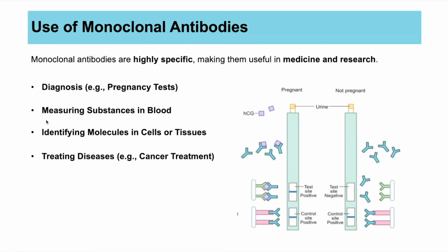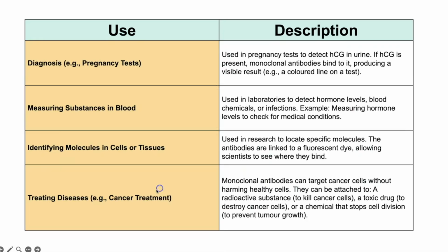You can also use them to measure substances in the blood. So sometimes it might be for drug testing. It could be to identify molecules in cells or tissues, and sometimes it can be used to treat diseases as well, because you could make these monoclonal antibodies complementary in shape to cancer antigens on the outside of cancer cells, and that would then mean that the antibodies are only attaching to the cancer cells, and you can then attach a drug to the antibody, so the treatment goes directly to that cancer cell.